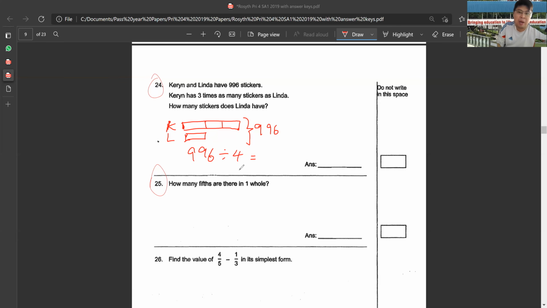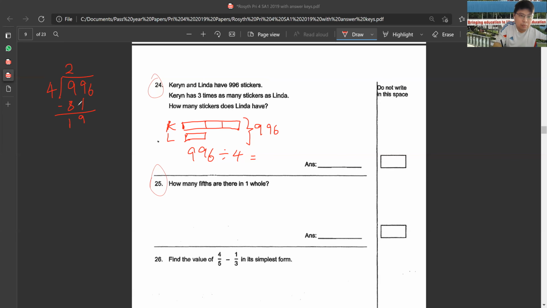So what is 996 divided by 4? 9 divided by 4. Put 2 on top. And then 8 below. Minus equals 1. Then bring down the 9.